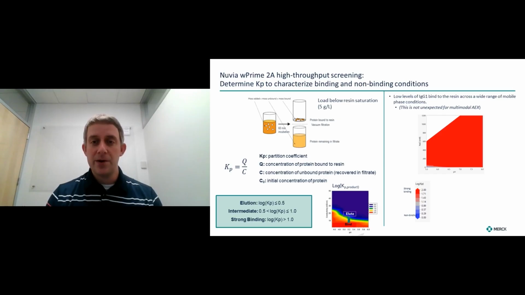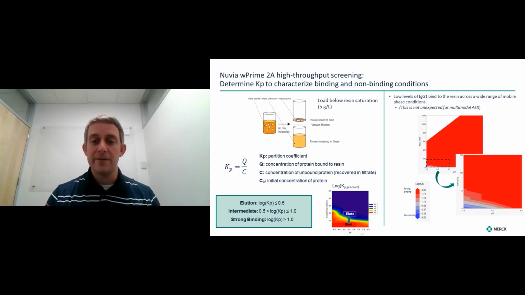If we look at the IgG1, the results show a significant amount of binding all the way across the space. This is not unexpected for multimodal AX. There are a lot of conditions where some level of interaction based on either charge or hydrophobicity could be occurring. But just in this bottom left corner, down around pH 5.5 and 6 at lower salt, we don't see so much binding. Everywhere else, it's interacting with the resin to some level.